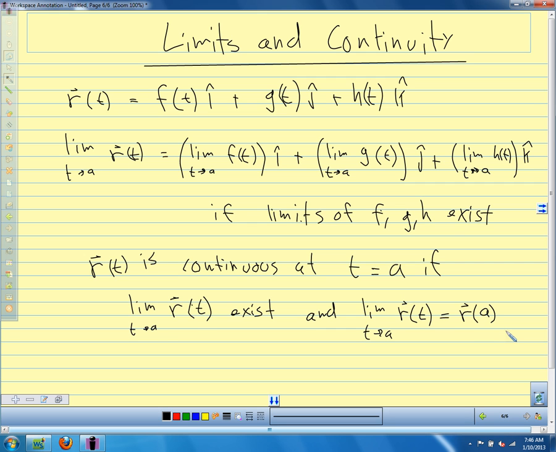And the ideas that we've already worked with for continuity apply component by component. So these are just our down and dirty rules for limits and continuity of vector valued functions. We just apply our rules for limits and for continuity, component by component. Any questions? All right, homework.